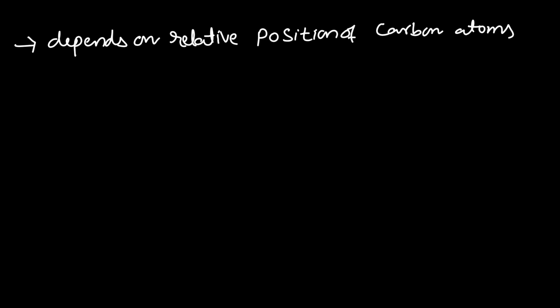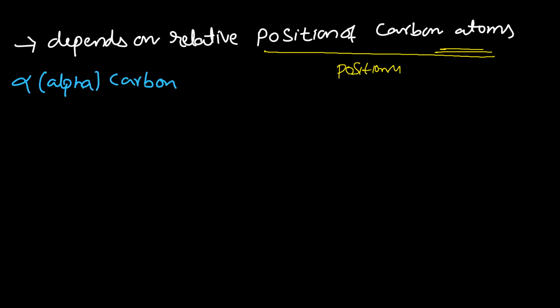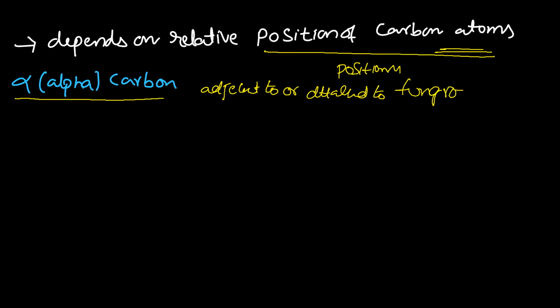So the next one depends on the relative position of the carbon atom. Depending on the position, carbon atoms can be defined into three types. Generally we are going to discuss three types only, known as alpha, beta and gamma. Here, the alpha carbon atom means the carbon atom which is adjacent to, or directly attached to, the functional group.